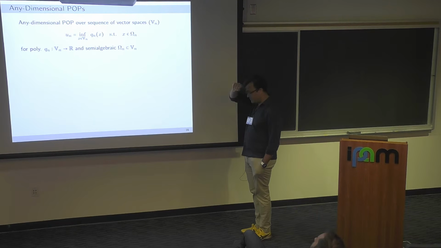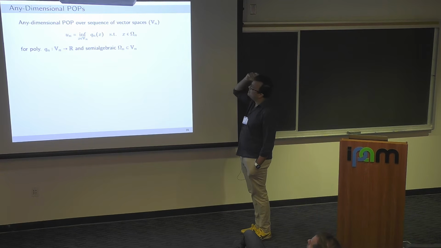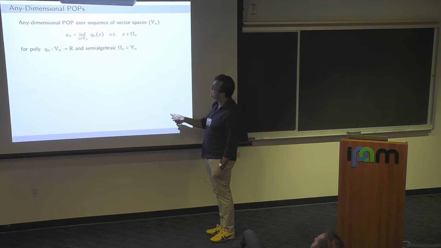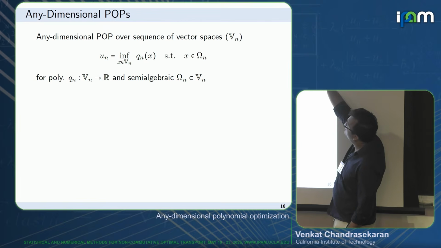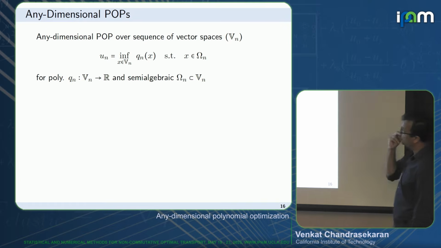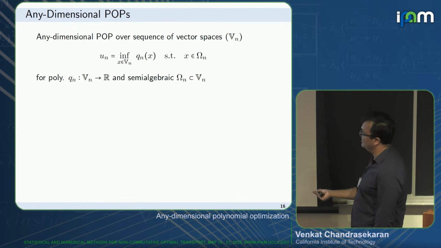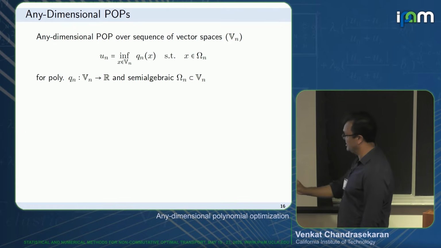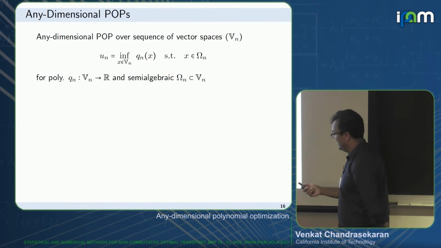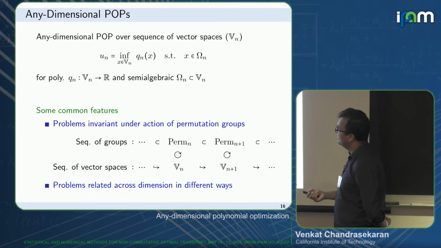I'm going to abstract away from the example that we just saw. We'll write down a sequence of polynomial optimization problems where the optimal values are u_n. These are polynomial optimization problems over a sequence of vector spaces, V_n. The objective polynomial is a polynomial on V_n, and Omega_n is a semi-algebraic subset of V_n. This is what we mean by a general sequence. Any sequence is of this form, but of course we need some relation of the problems across different dimensions here.